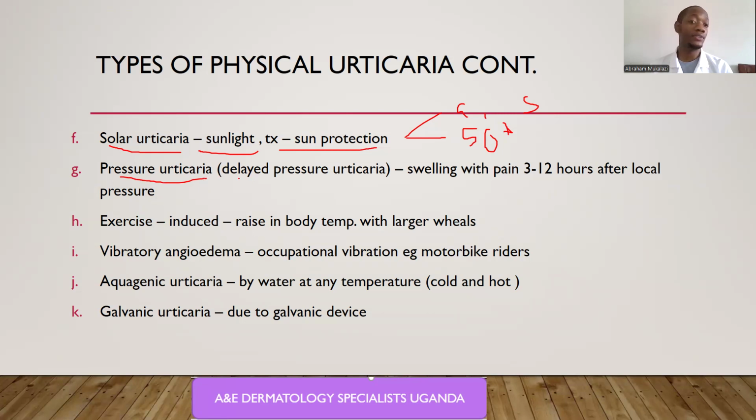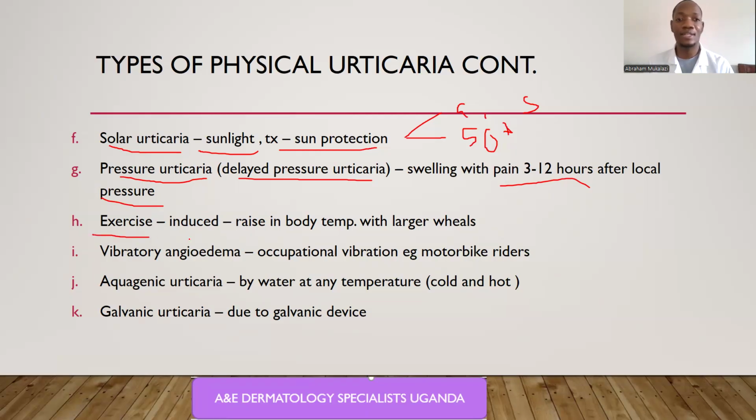Then pressure urticaria is also sometimes called delayed pressure urticaria. Someone will develop pain and swelling usually 3 to 12 hours after the local pressure has been applied. As I told you earlier, in this case, maybe someone will put on a backpack for a trip or a journey, but then when they go home and remove the backpack later on in the evening, they realize that they have swelling along the stripes where the backpack was. Or even sometimes people who drive long distances and use a seat belt end up developing welts along the area where the seat belt comes into contact with the body.